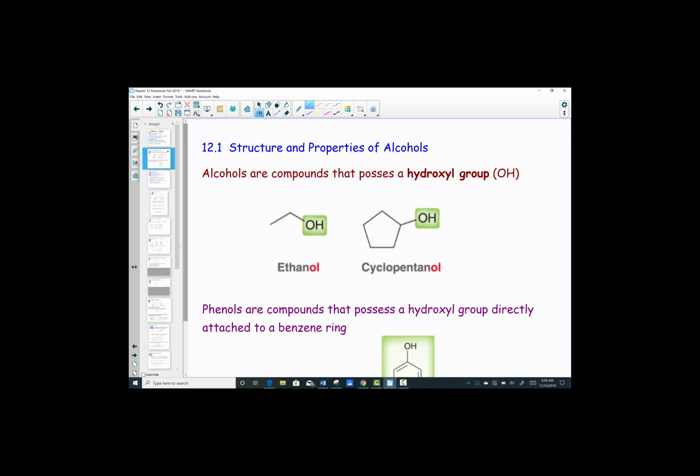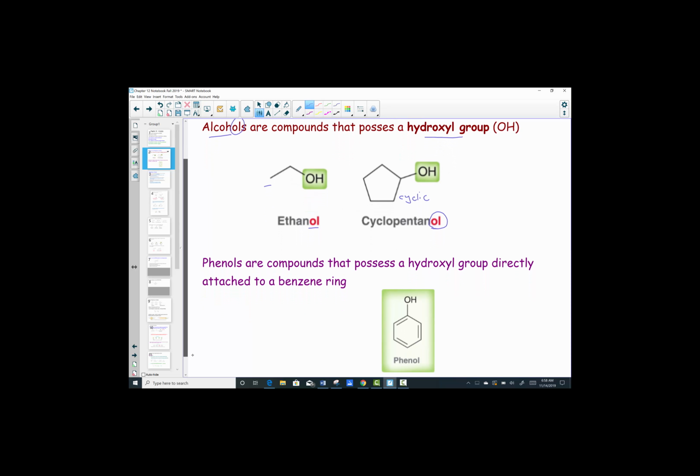Let's begin diving right into the structures and properties of alcohols. And we understand that an alcohol is a functional group, the OH hydroxyl group. The ethanol ending, when we hear the OL from the word alcohol, is the technique that we'll practice for the nomenclature as we begin practicing naming and writing out compounds. Alcohols are compounds that possess the hydroxyl group. They can be a straight chain or they can be a cyclic structure. And we'll see that characteristic OL in its ending.